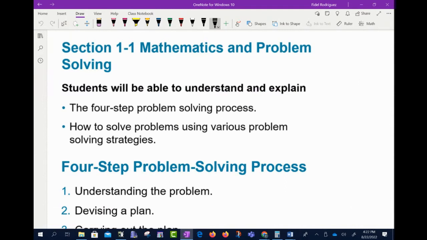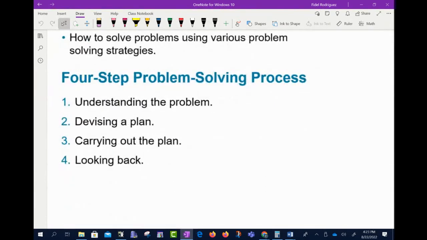So section 1.1 is mathematics and problem solving. We're going to try to understand and explain something called the four-step problem solving process, and how to solve problems using various problem solving strategies. So we got a couple of steps. The four-step problem solving process says, number one, we got to understand the problem. Number two, we're going to figure out how to plan. Number three, we're going to carry out that plan. And number four, we're going to look back and say, hey, do we notice any things?